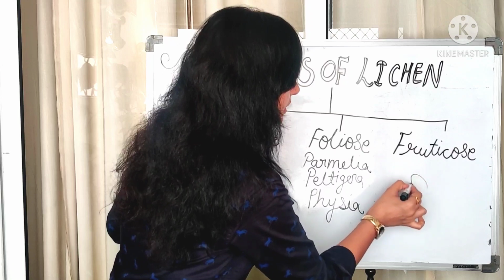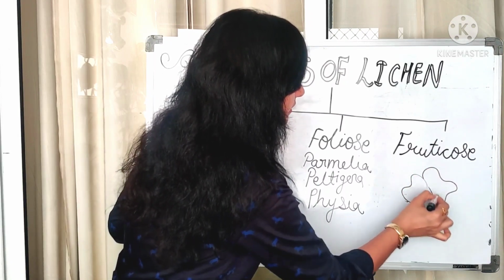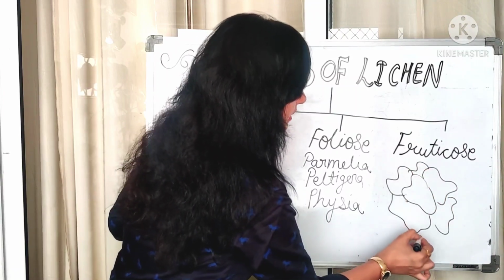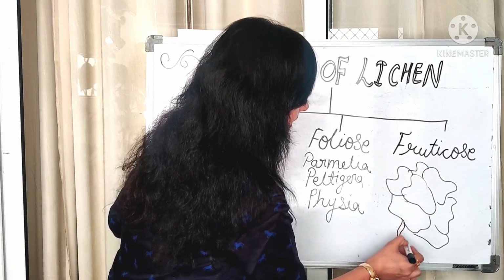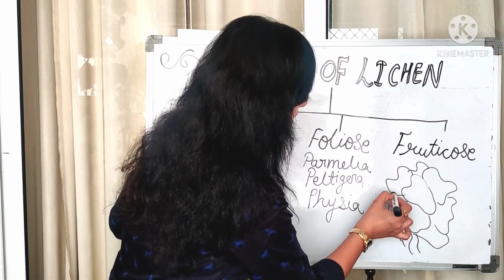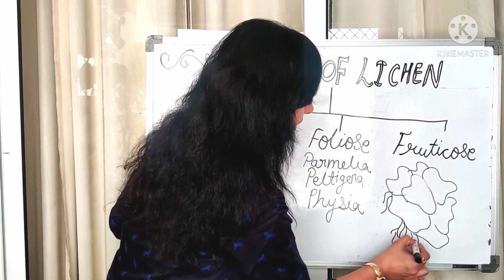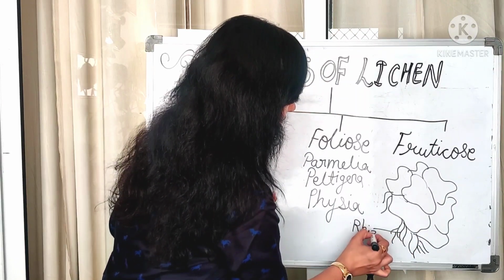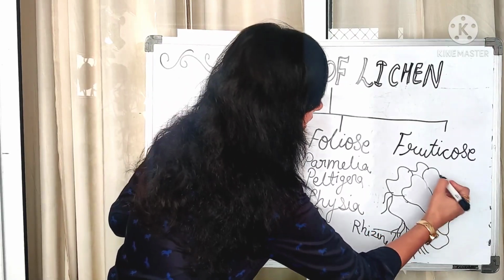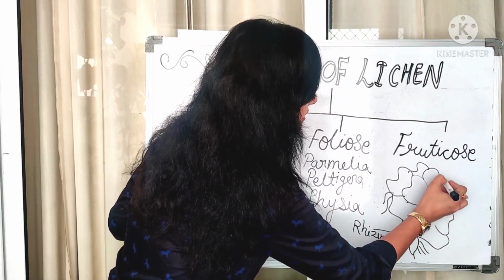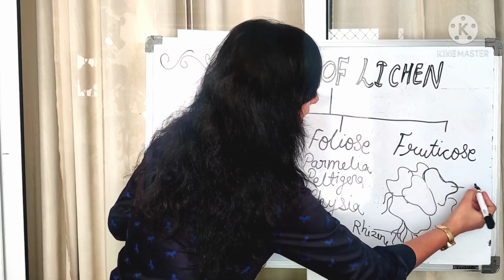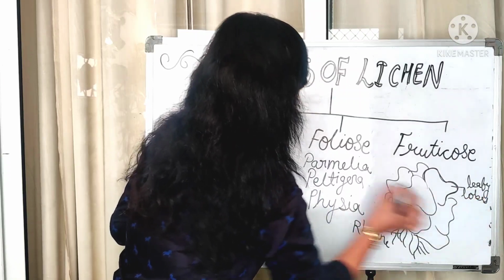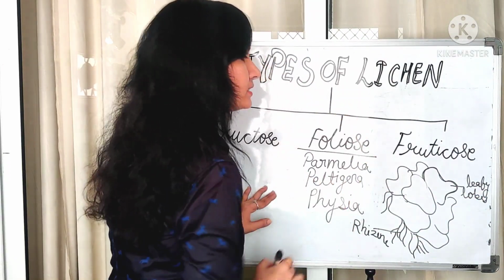Their structure looks something like this. They have such structures, and at their lower surface they have either branched or unbranched rhizine. So they have these lobes in it. These lobes look like leaves. So they have leafy lobes. This is the specialty of foliose lichen.